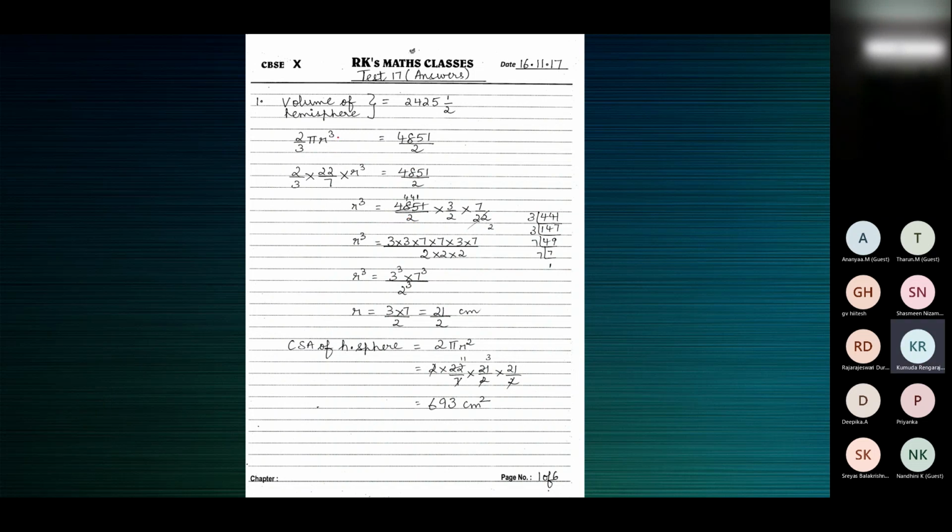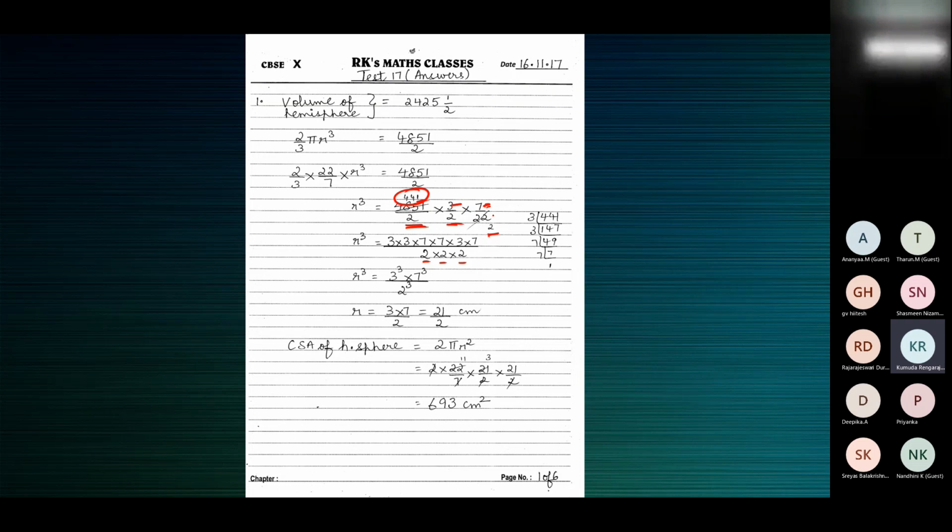So how do you work? 2 by 3 into 22 by 7 into r cubed is equal to 4851 by 2. So r cubed will be equal to 4851 by 2. This becomes 3 by 2 when transposed, and this becomes 7 by 22 when transposed. Now cancel. Upon cancelling, we get 441 into 3 into 7 in the numerator, and we have 3 twos in the denominator.